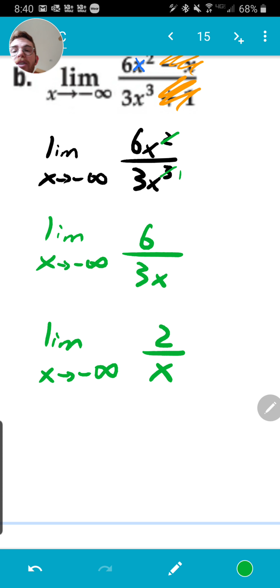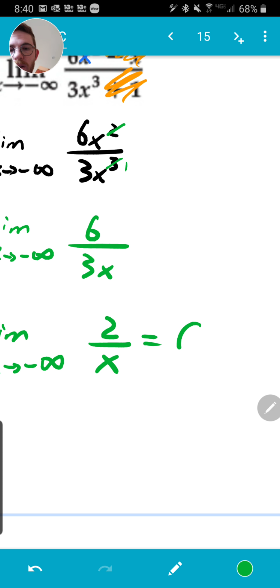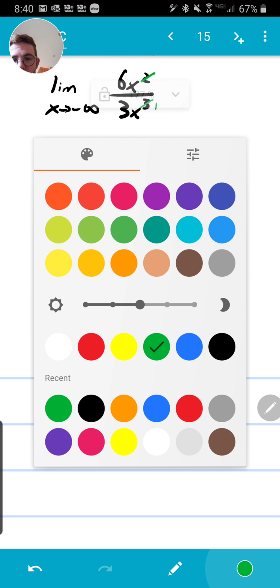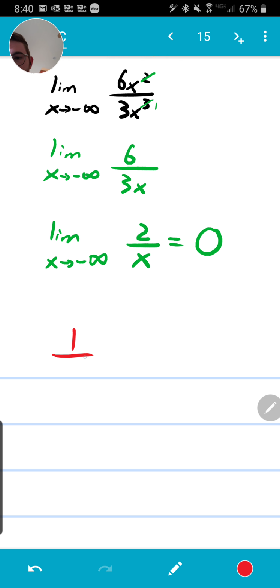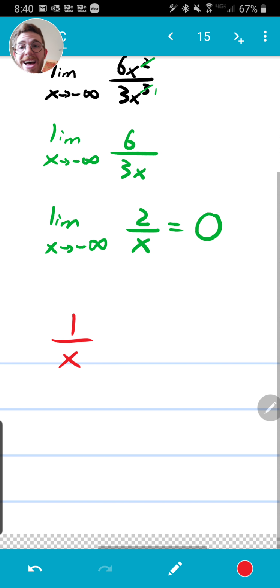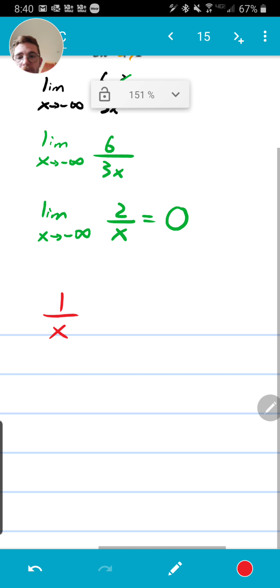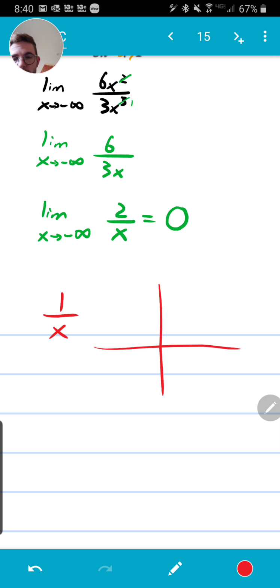And when you divide 2 by something larger and larger, those values are getting closer and closer to 0. Remember your parent function 1 over x. All right, remember this parent function. Well, to sketch it really quick, it would look something like this.